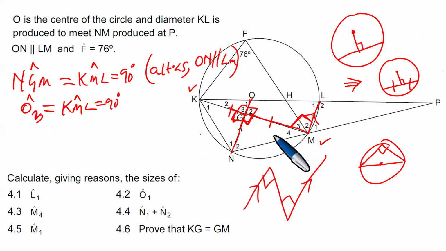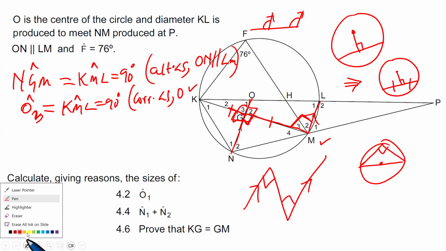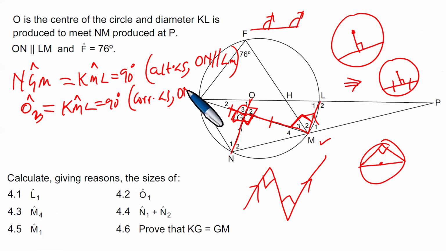So O3 is equal to M, and this is the same thing because you have something like this, and something like this, and this angle here must be equal to this angle here. Why? These are the corresponding angles as well. They are corresponding because ON is parallel to LM. I'm trying to strengthen your geometric understanding this week.